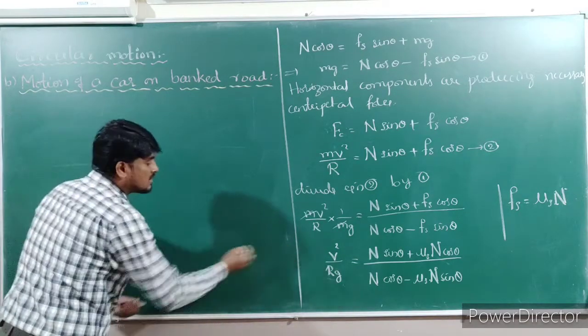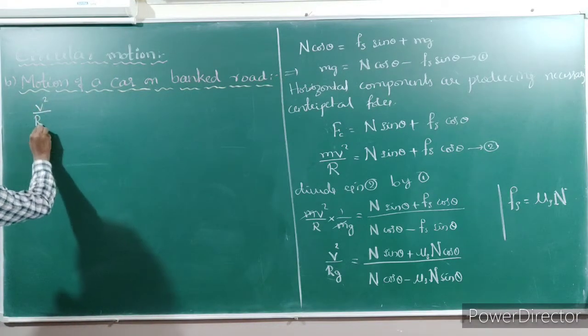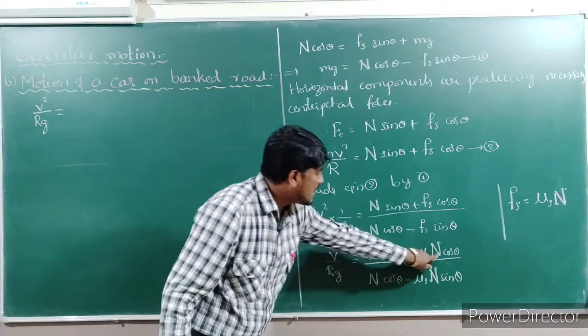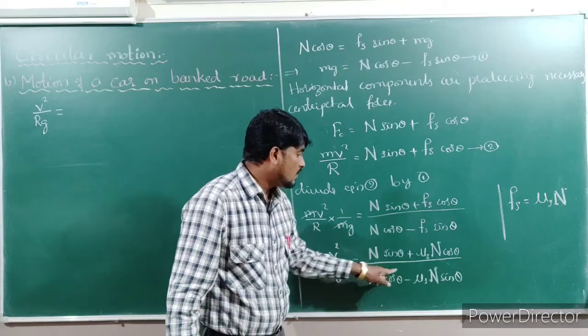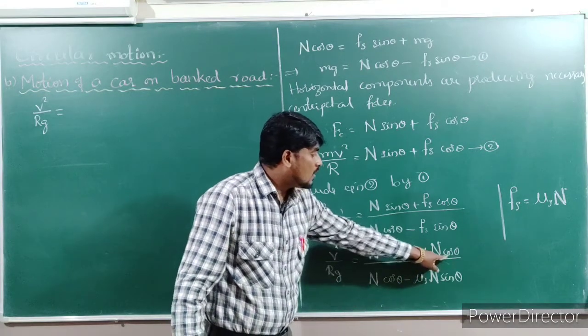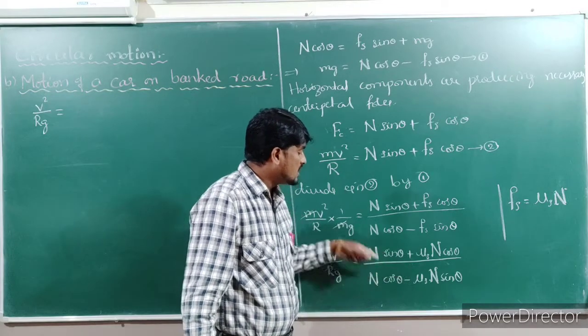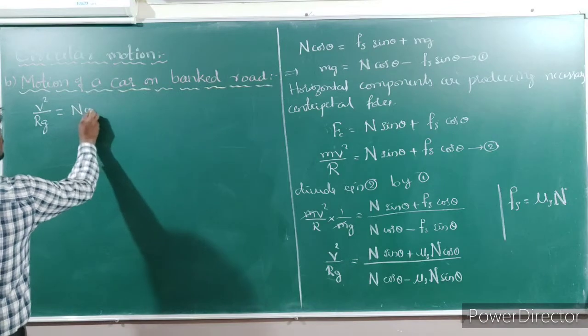Just borrow that equation step by step. Then if I write here, it becomes v square by rg is equal to, look at this, n is common, take it outside. Along with that, we take cos theta outside. So I will take the entire term, n cos theta, outside. If I take n cos theta outside, what is left over inside the bracket?